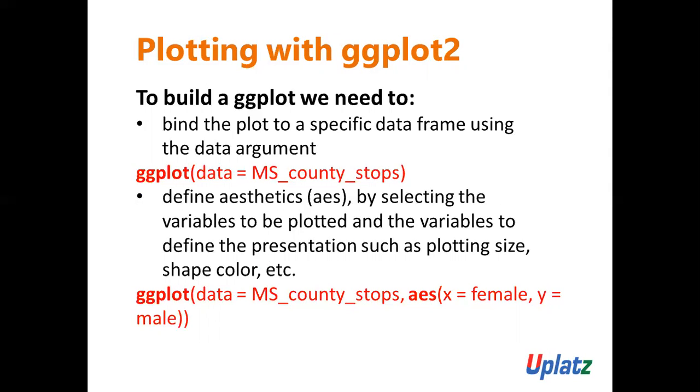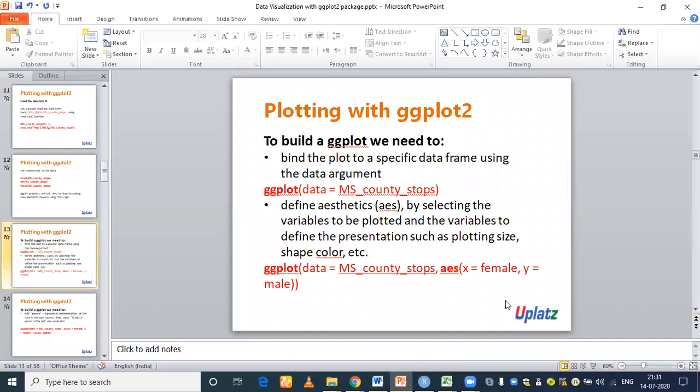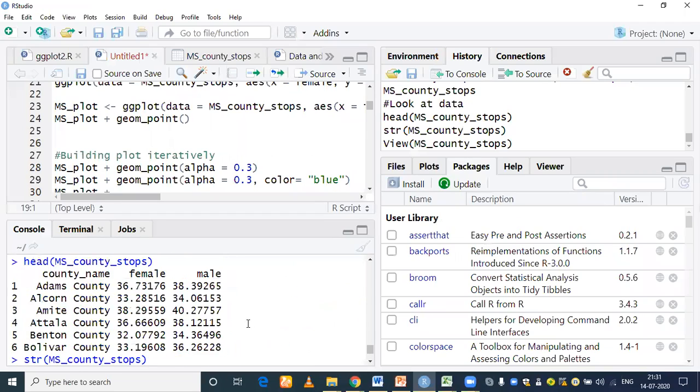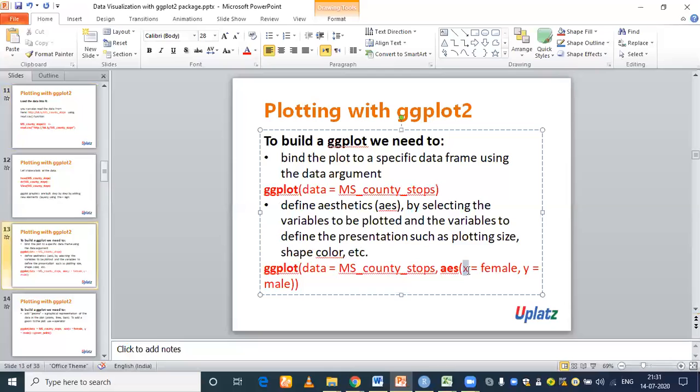Are you getting it? So see here, what I'm doing here, aesthetic x is equal to female. If you observe in our data frame, we have a total of 3 columns. What is the first one? County. Next one is female, and then next one is male. There are 3 columns. So I want to have the data about the female on x-axis. So I need to specify x is equal to female. That is the name of the column. And I want to have the numeric data of the column male on y.